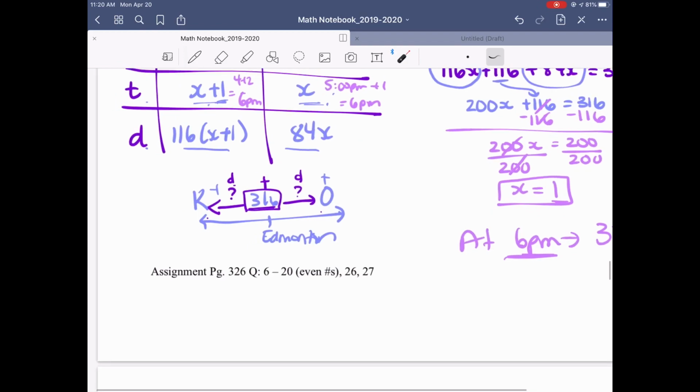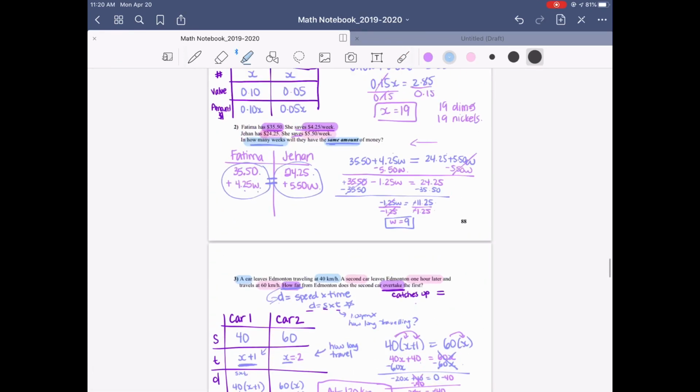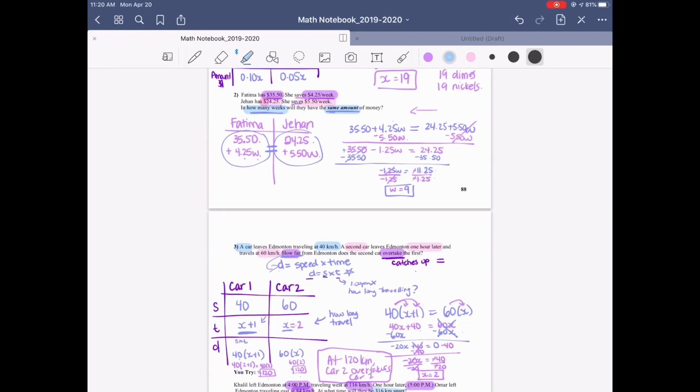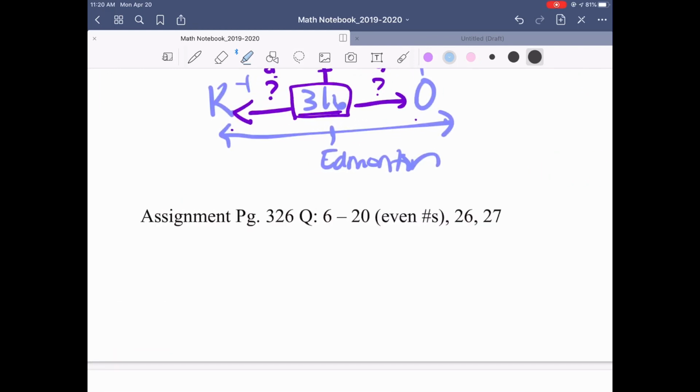All right, guys. 8.4 is really, really long. These kind of questions are complicated, but they are the most complicated that you're going to see. Your textbook questions aren't that bad. So what I want you guys to do is try out these practice questions in the textbook. From page 326, questions 6 to 20, but only the even numbers. So 6, 8, 10, 12, and so on. And then questions 26 and 27.